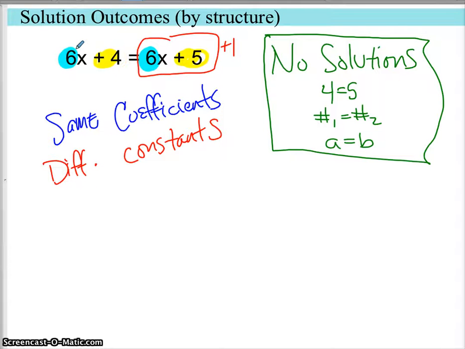So they're never going to line up. They're never going to be the same value. When you plug in any number, this side will always have 1 more. So there's no solutions. Same coefficients, different constants.